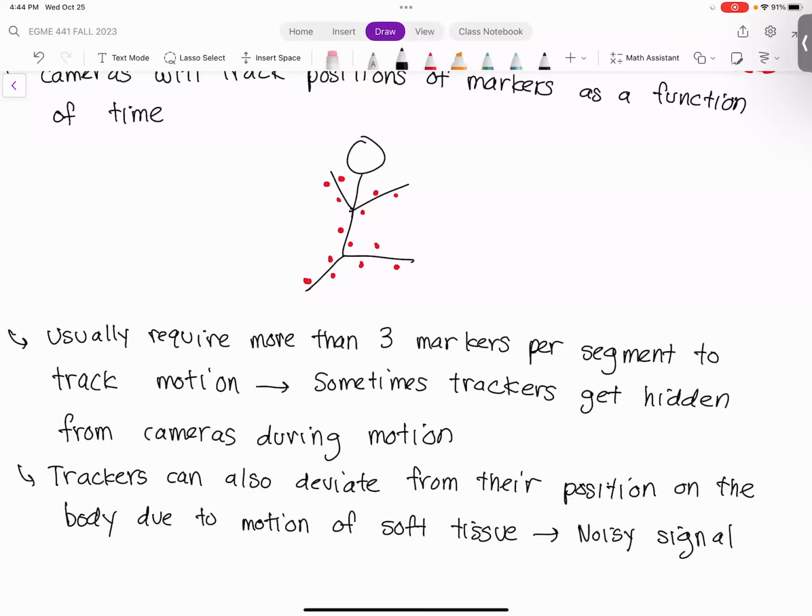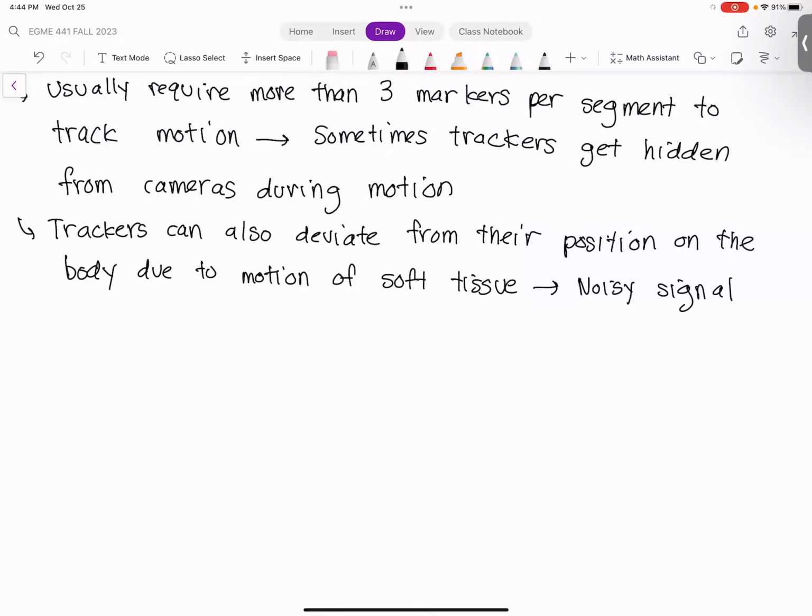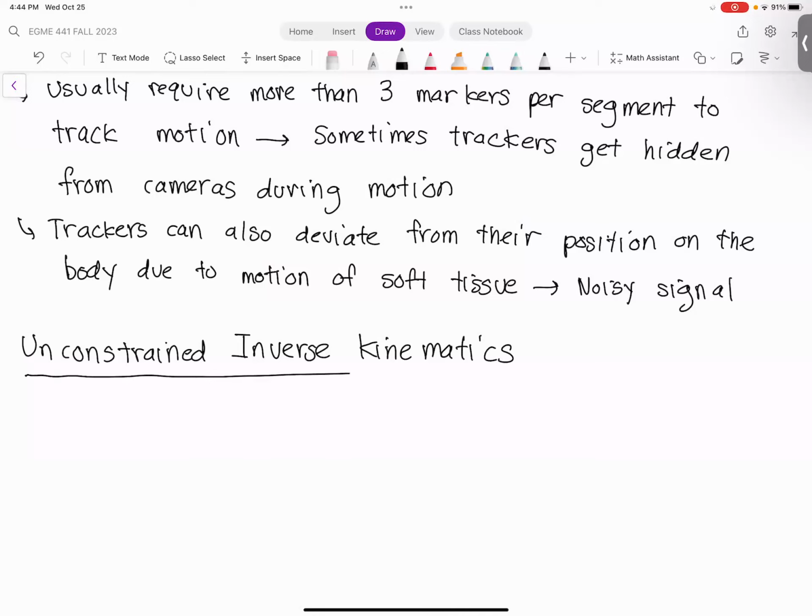In particular, we're going to cover a technique called unconstrained inverse kinematics. Unconstrained inverse kinematics is basically the process of taking our mocap data, taking our marker positions, and actually converting those to joint angles.